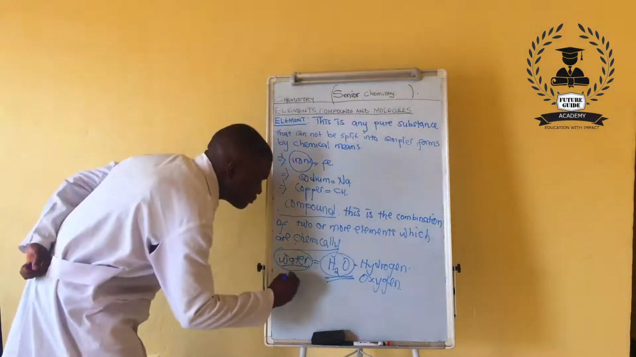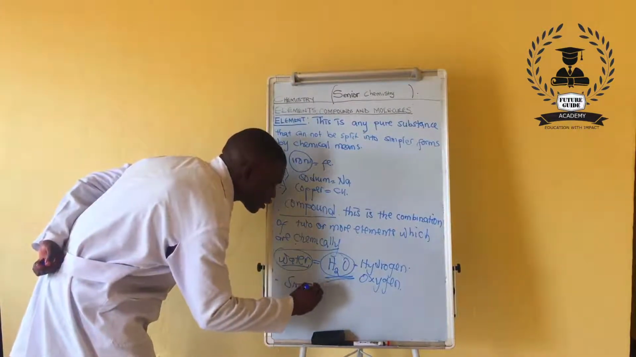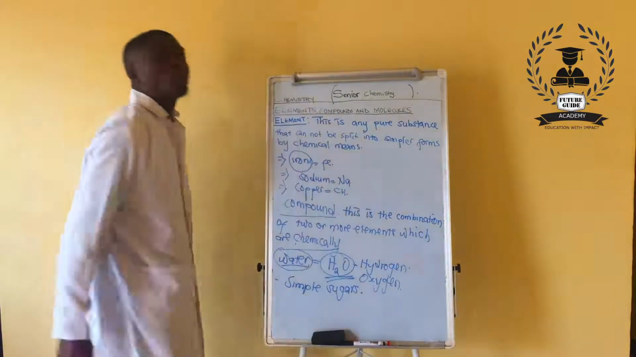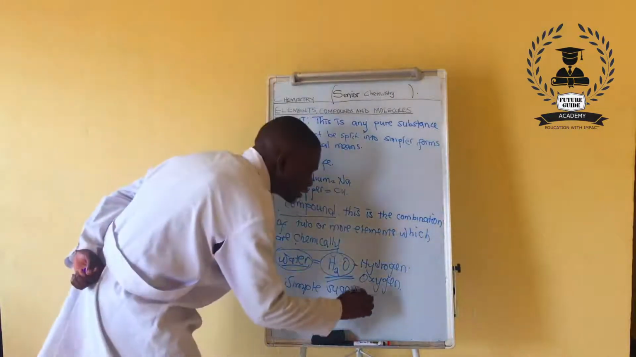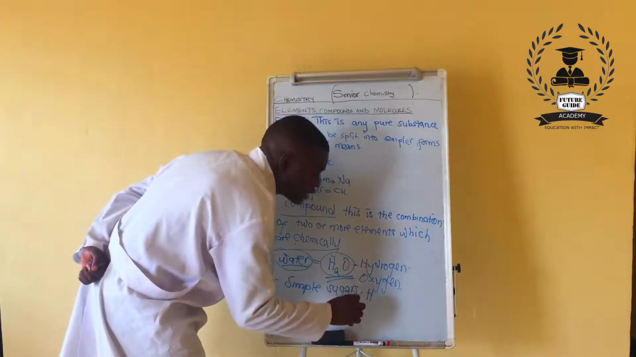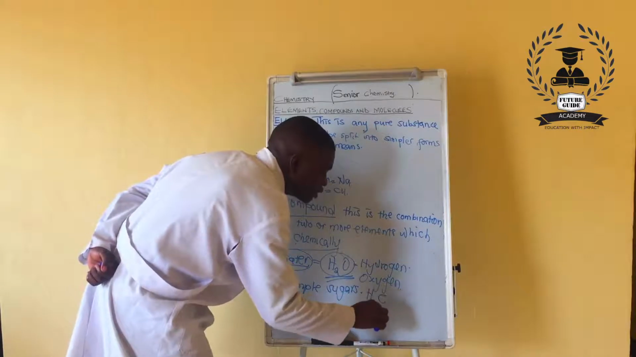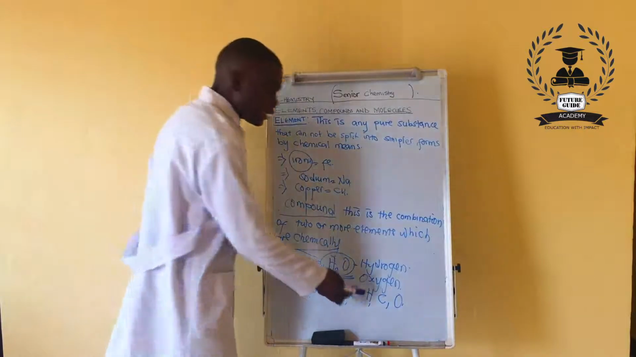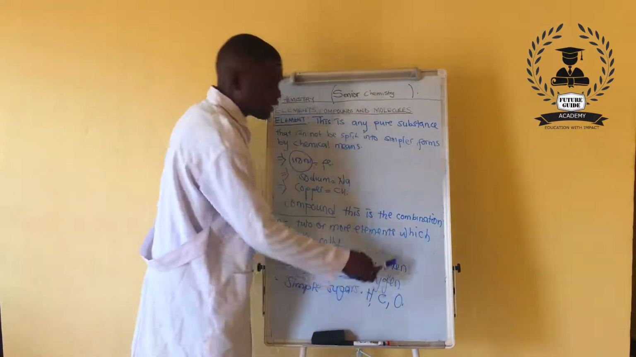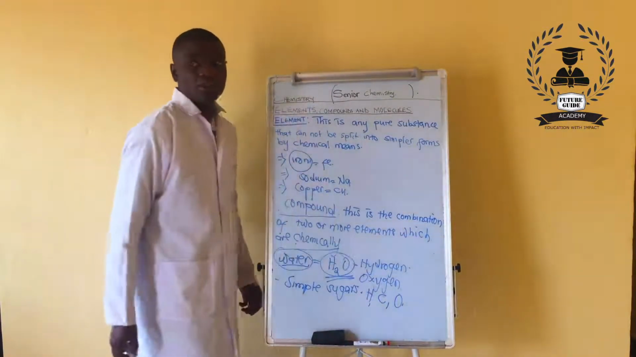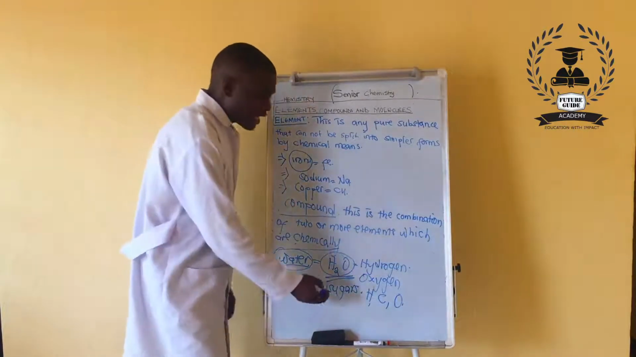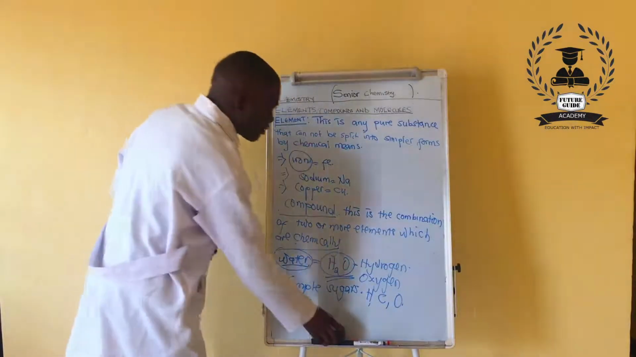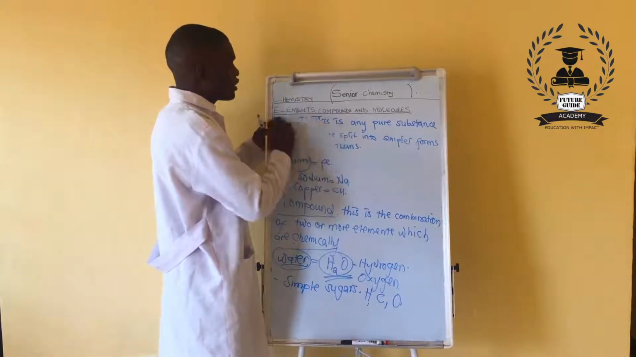Take for instance simple sugars, such as glucose. You are going to find that there is a combination of hydrogen, there is a combination of carbon, there is also a combination of what? Oxygen. These three elements, when they combine, they give us a simple sugar, which is what? Glucose. Meaning they have chemically combined. Other simple salts. We have got other simple salts.